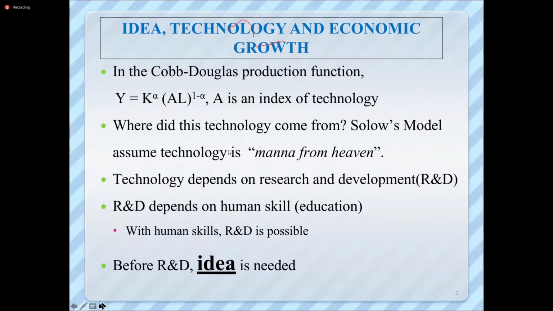What do we mean by manna from heaven? Meaning that it is unexplainable, right? However, technology depends on R&D. This element of R&D was never discussed under Solow or the models that criticize Solow's model. R&D depends on human skills, education. Only with human skills are R&D possible, right? So before we even talk about R&D, we need to talk about this important element called idea.